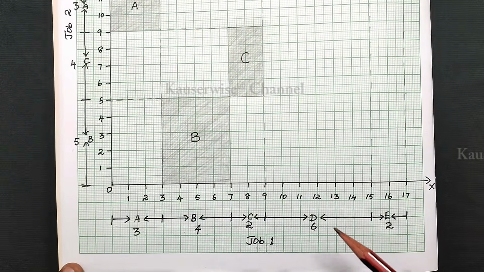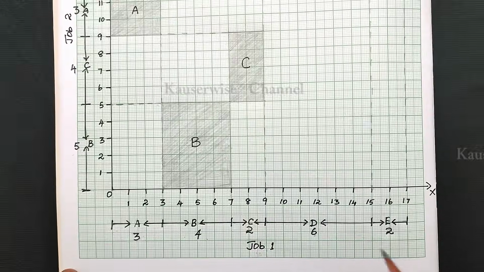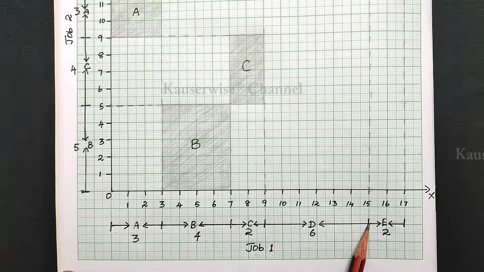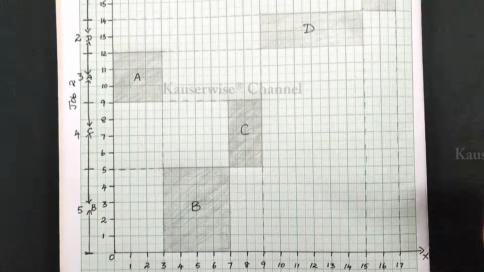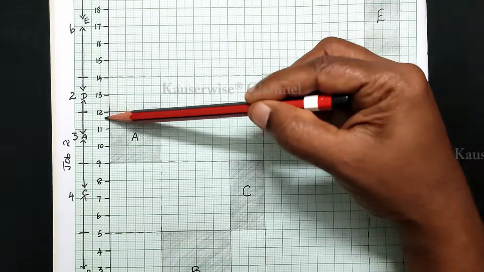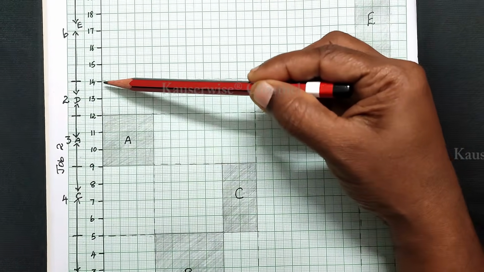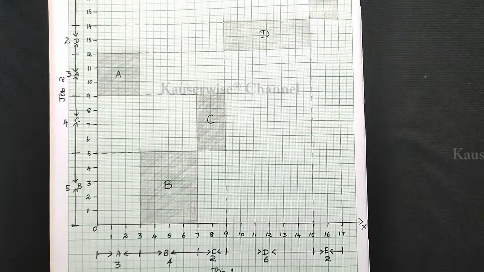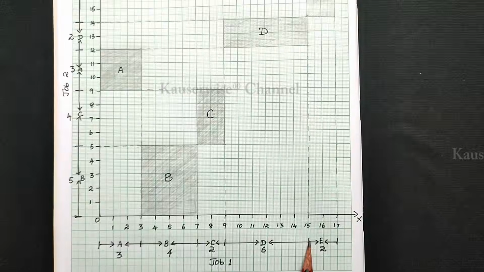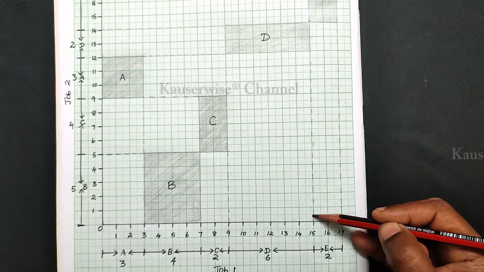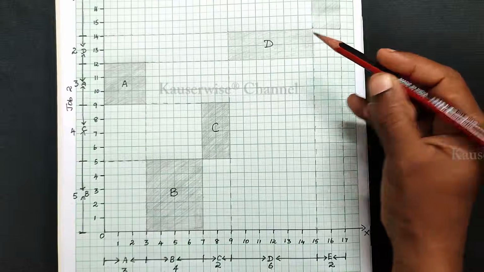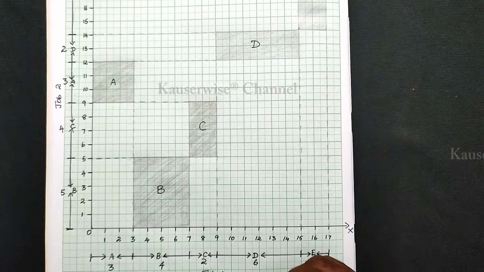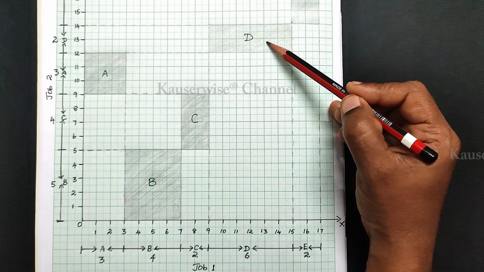In the same way, look at the next mission, that is D. Its processing time for job 1 is 6 hours, that is from 9 to 15. For job 2, D's processing time is 2 hours, that is from 12 to 14. Okay, from 14, see the dotted line. For job 1, 9 to 15. Okay, see the dotted line from 15. So this is the intersecting area for mission D to process job 1 and job 2. So construct one rectangle like this.